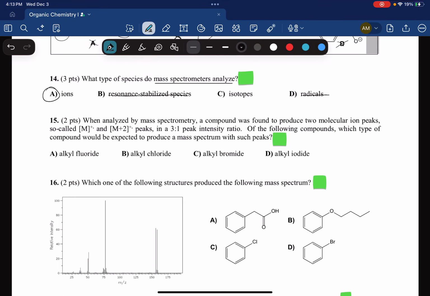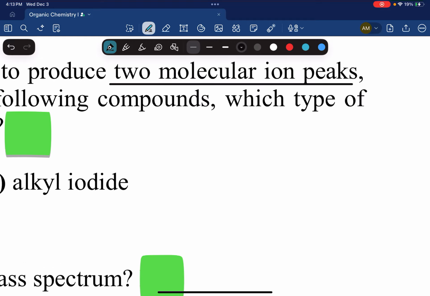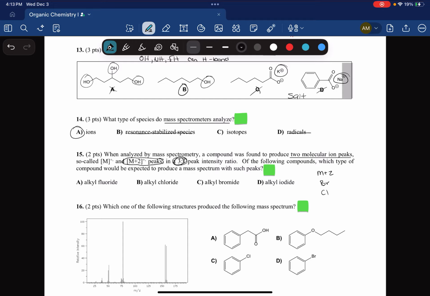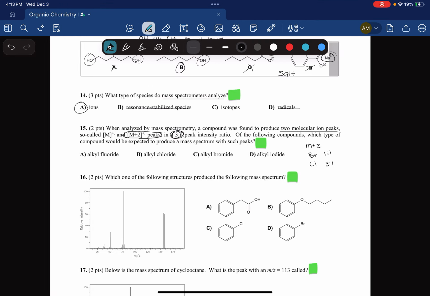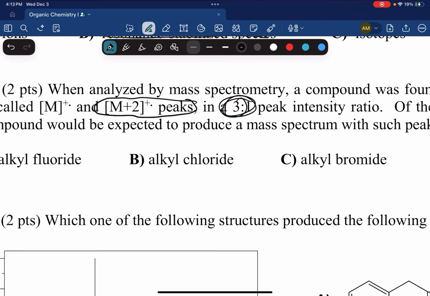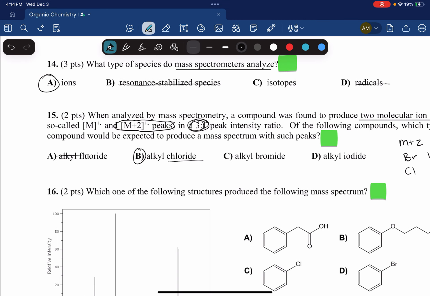Yep. Okay, when analyzed by mass spec, a compound was found to produce 2 molecular ion peaks, so-called M+2 peaks, in a 3-to-1 ratio. What did we talk about? M+2, that lets you know it's either bromine or chlorine, right? 3-to-1 ratio was chlorine all day. 1-to-1 was bromine. So, alkyl chloride. Wasn't fluoride. We never talked about that. It wasn't iodide. Bromine is 1-to-1.